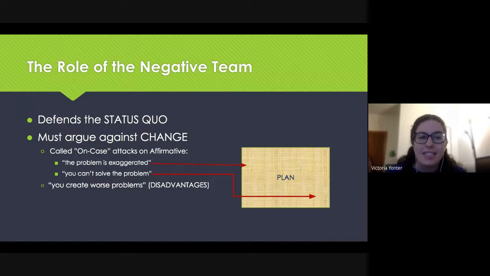And so the on-case problem is that the harms are exaggerated. It's not that bad. You think all of these things are absolutely terrible, but it's fine. We have bigger things to worry about. And the solvency question is, you can't solve this problem. Yeah, that's a problem, and it's cool, but you can't do anything about it. Doing the plan would not fix it. There's no reason to do the plan if the problems you presented don't actually get solved by doing the plan. Then why would we do it?